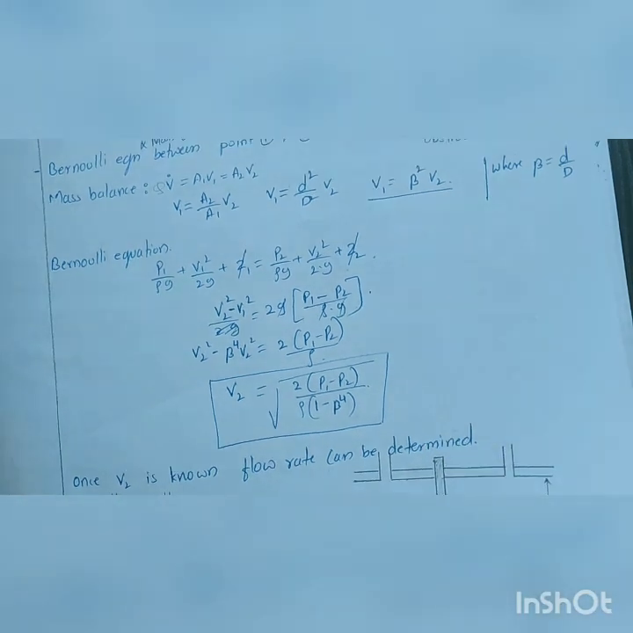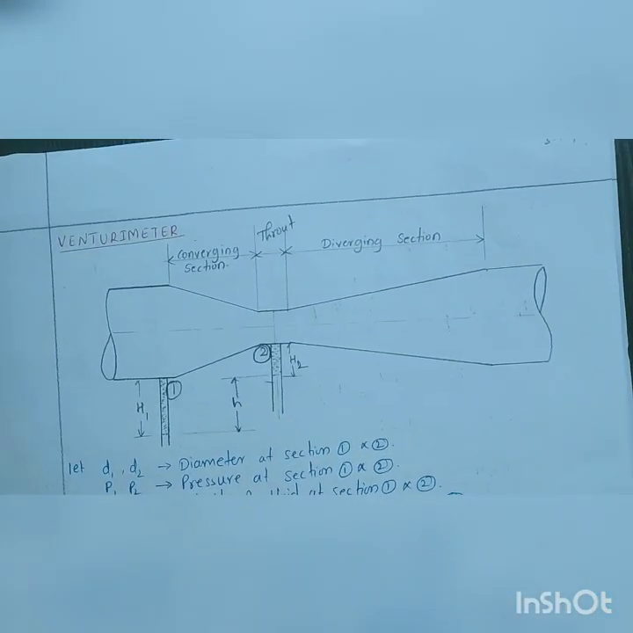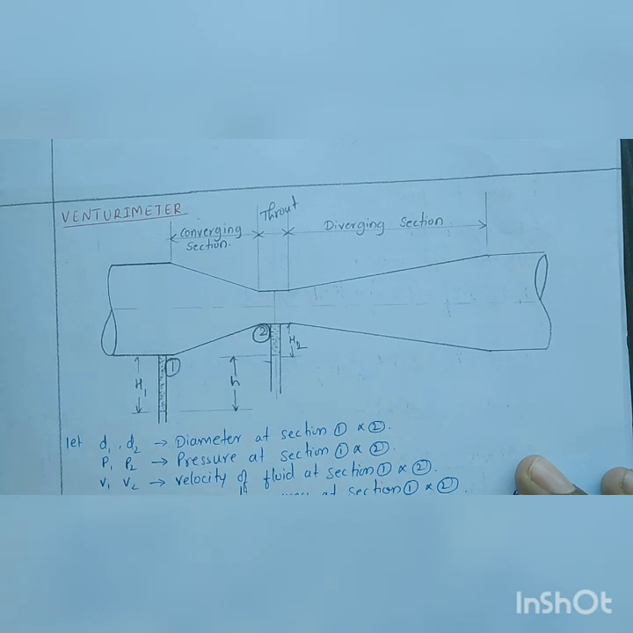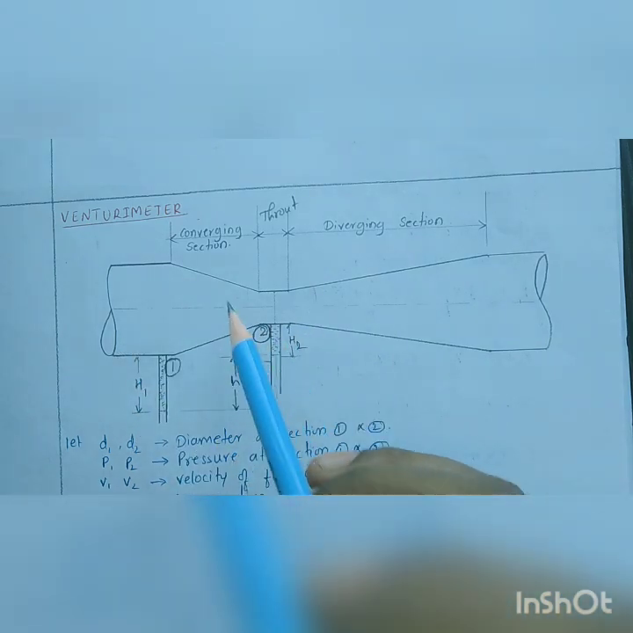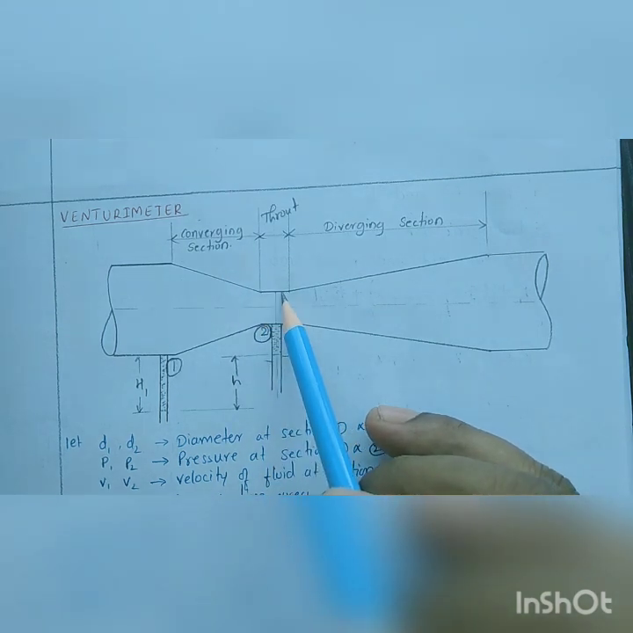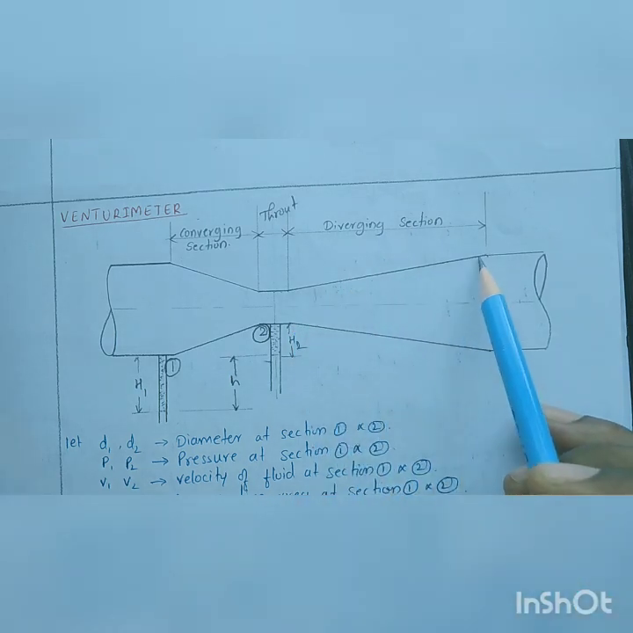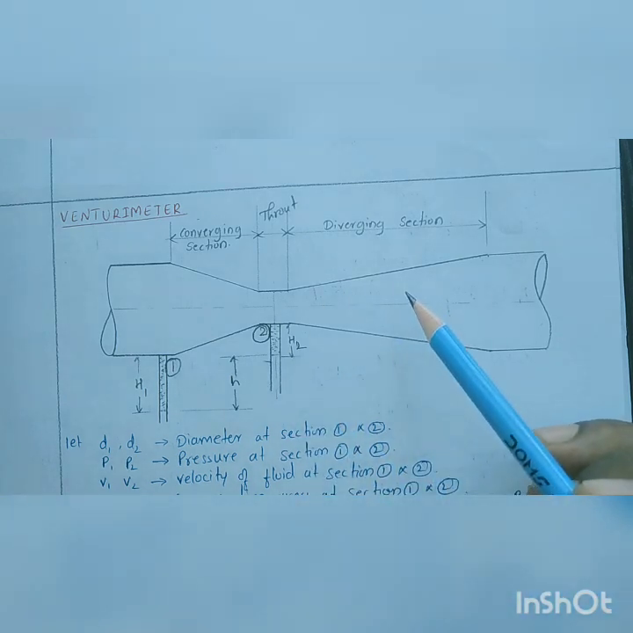Okay, so now quickly we will go to our next topic, that is venturi meter. A venturi meter is a type of obstruction flow meter. This is how it looks. Basically it has three sections: one is the converging section, next is the throat, and next is the diverging section. The diverging section is longer than the converging section. If anybody has any question why it is, you can contact me later.